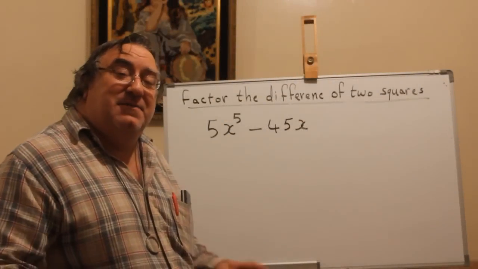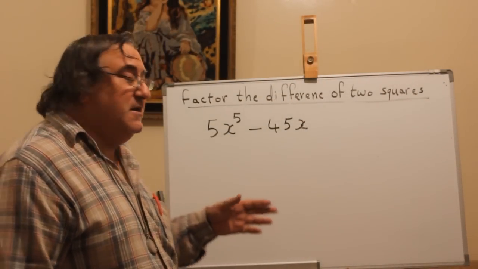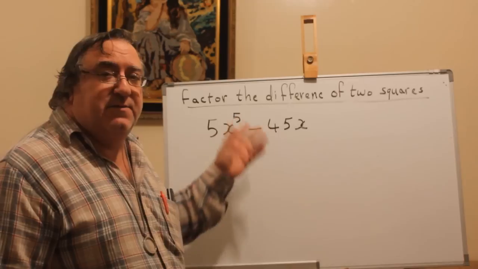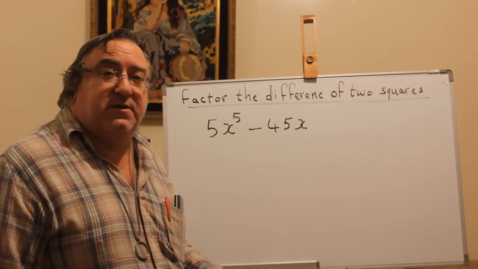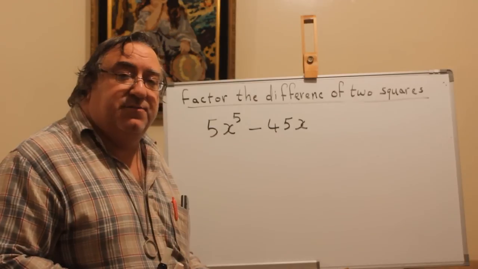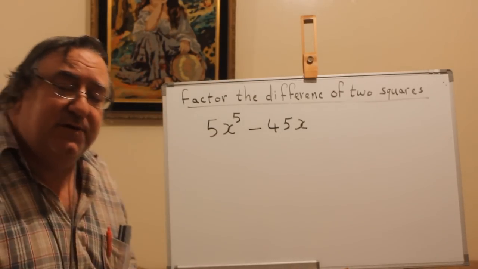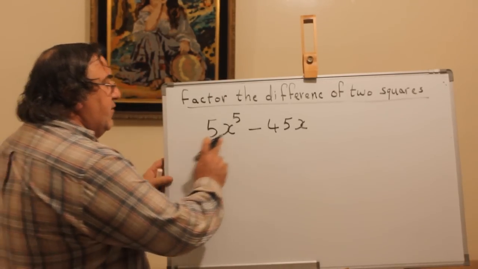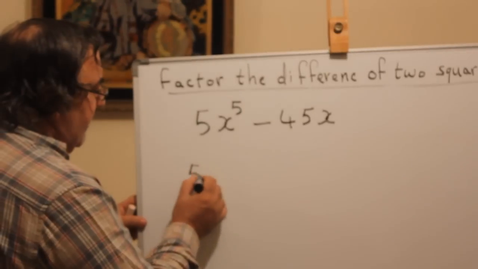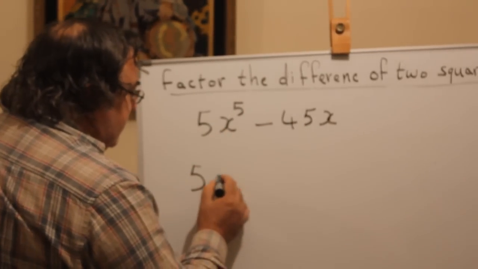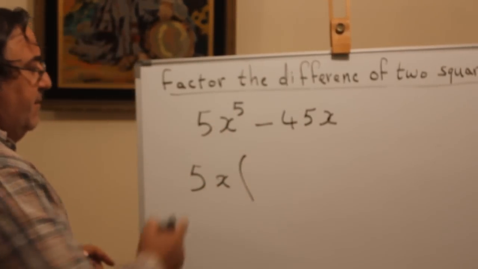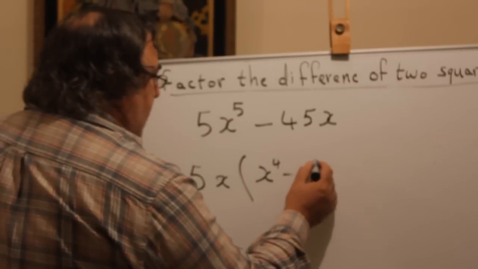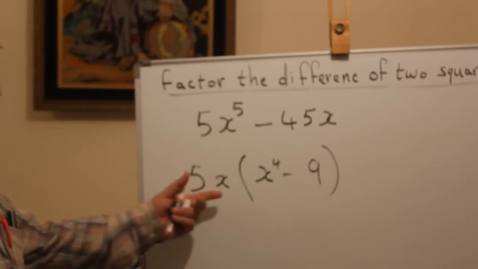Now, sometimes there are tricky questions like this: 5x to the power 5 minus 45x. You will never think that this can be a perfect square. But look, there's a way you can solve it. First, before looking for a perfect square, try to take the common factor. Can I take the common factor of 5 and 45? Yes, it will be 5. And x to the power 5 and x, yes, x. So what remains inside? x to the power 4 minus 9. Now this is alone outside.